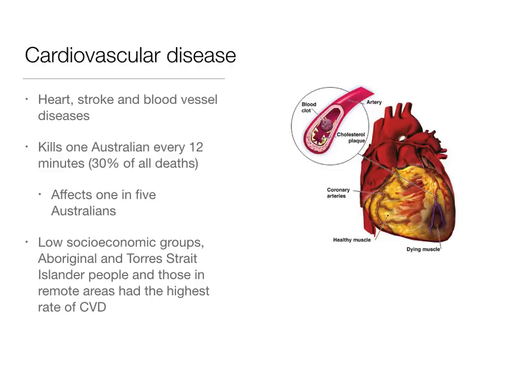Unfortunately, cardiovascular disease, or CVD as it is often known, kills one Australian every 12 minutes and accounts for 30% of all deaths in Australia. Of those Australians still alive, it affects 1 in 5 of us. In particular, low socioeconomic groups, those of Aboriginal or Torres Strait Islander background, and people living in remote communities have the highest rates of cardiovascular disease in Australia.